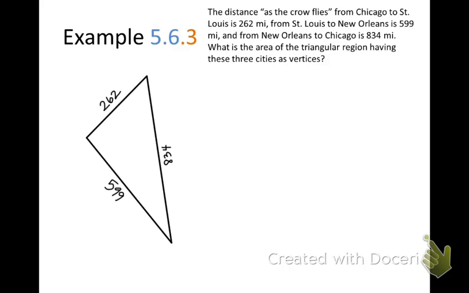All right. So I know all three side lengths, and I want to find the area of this region in here. Which formula do I use? So I use the one with the semi-perimeter, and it's called Heron's formula, right? So the first thing I have to do is find that semi-perimeter, which is S equal to half of all of my sides added together, which is going to be 262 plus 599 plus 834.